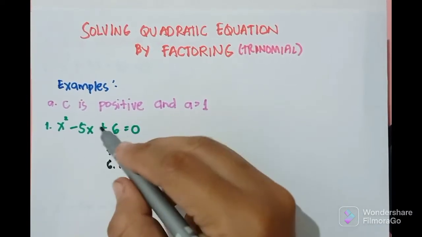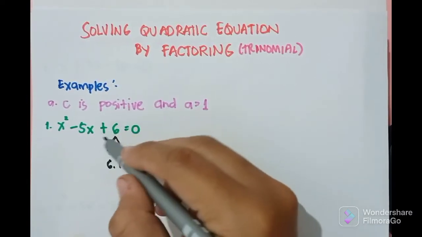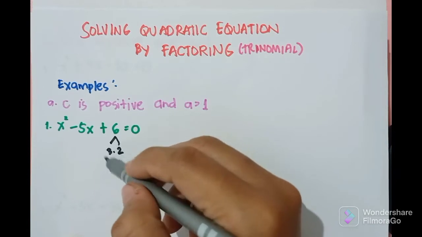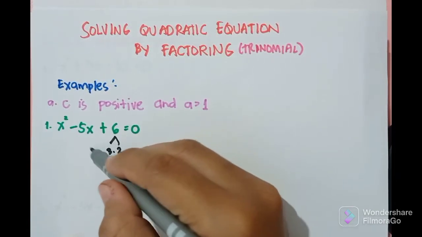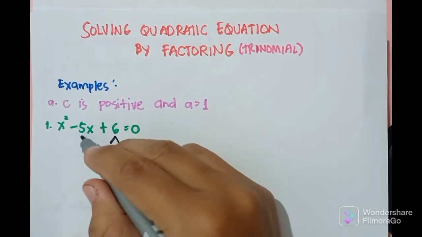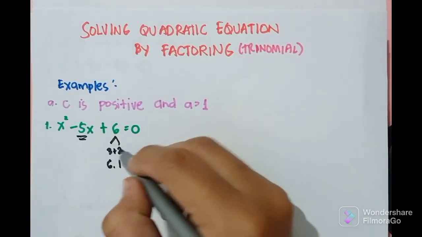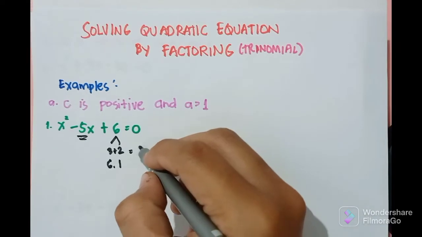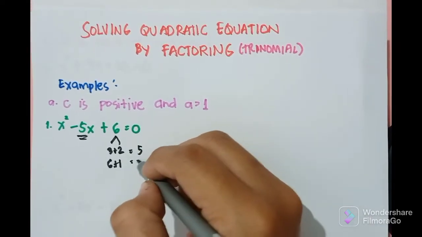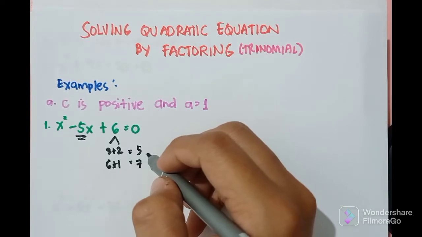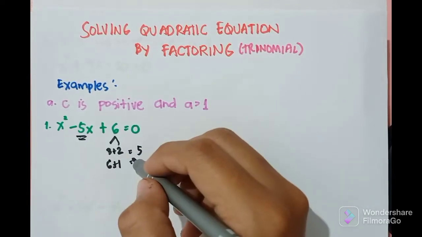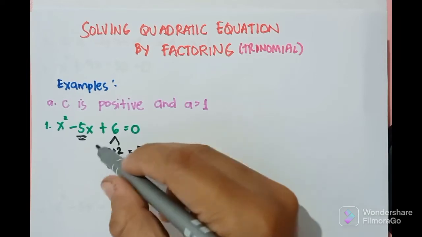So, meron pa ba? Wala na. So, dahil positive si c, gagawin lang natin dito sa factors na to ay i-add natin na kung saan ang kalalabasan dapat ay si middle term or si b. Dapat ay equal kay 5. So, let us add. 3 plus 2 is equal to 5. 6 plus 1 is equal to 7. So, alin dyan yung factors ni 6 pag pinag-add equal kay 5? Siyempre, si 3 plus 2. So, si 3 plus 2 yung kukunin natin.